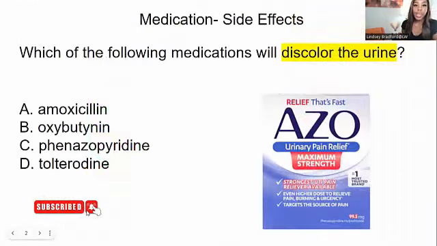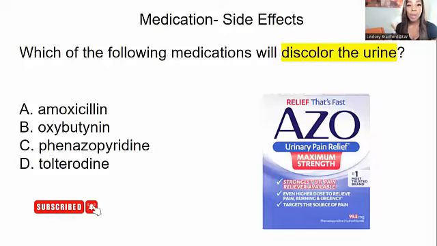This first slide is talking about medication side effects. It says, which of the following medications will discolor the urine? So when we think about discoloration of urine, that also helps us to know that the medication they're talking about could possibly be used to treat the urinary tract system, right? So that means that we want to think about medicines that can be used to treat that particular body system.